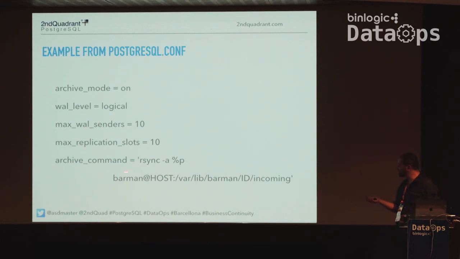And this is an example archive command that I was showing. Basically, it's an rsync command. It says copy, this is a placeholder for the WAL file name, to the Barman host in this directory, okay? And this is executed on every single WAL file.